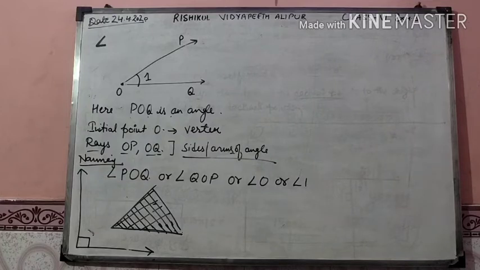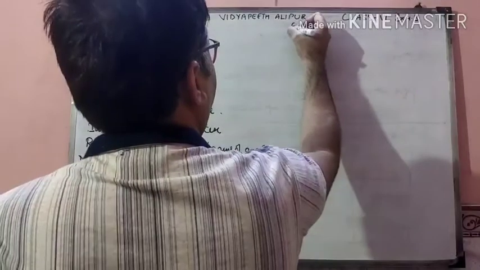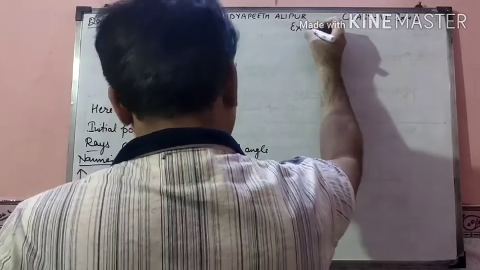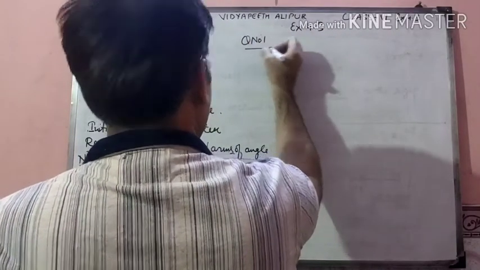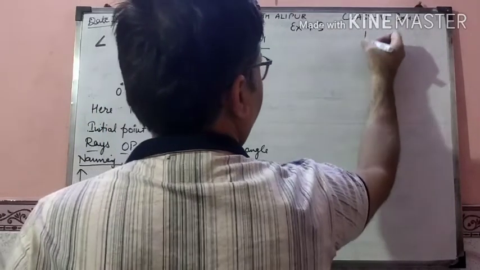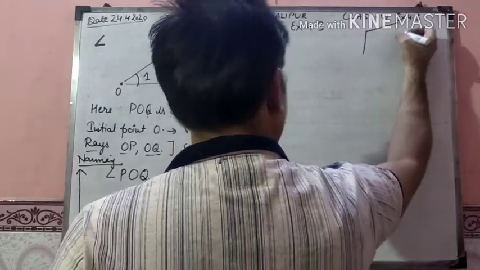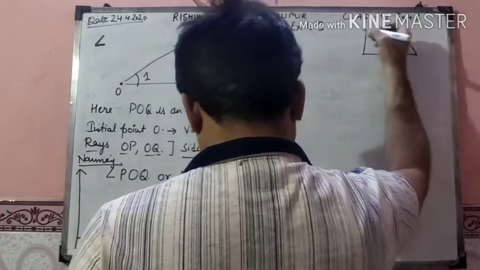Now students, come to exercise 4.3. These are easy exercises, you can also do them yourself, but okay, no problem. We have enough time to do it. Exercise 4.3, question number 1. Name the angles in the given figure. A figure is given and you have to name them.